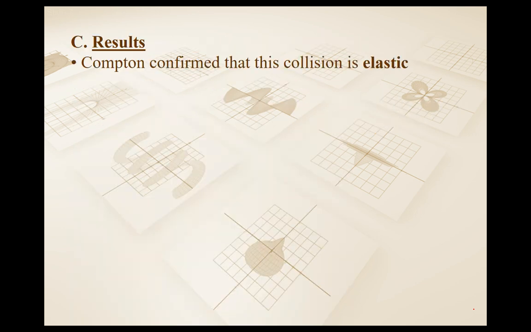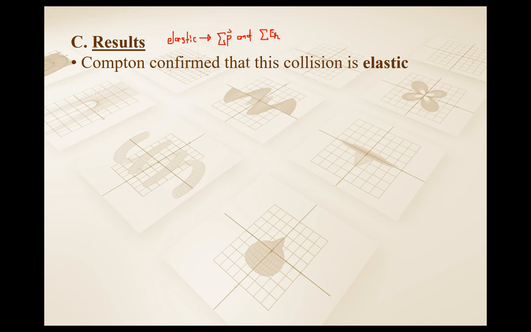Okay, so the result of this experiment is that Compton actually confirmed that this collision is elastic. Just as a quick reminder, in case you've forgotten what an elastic collision is: an elastic collision is one where both your net momentum and your net kinetic energy, sigma E_k, are conserved before and after a collision.